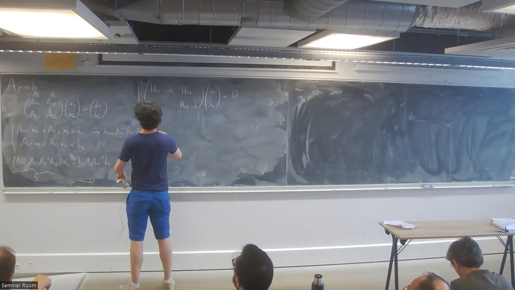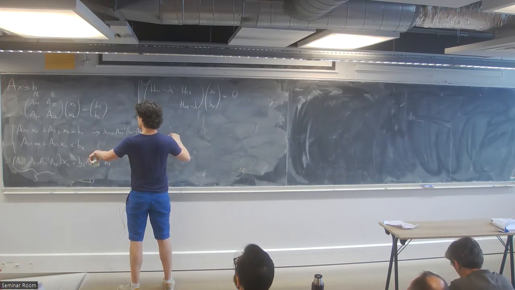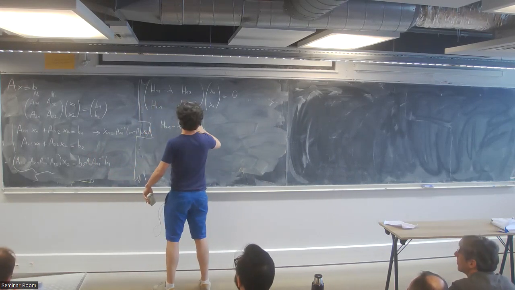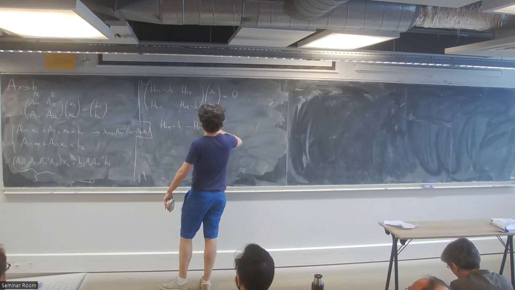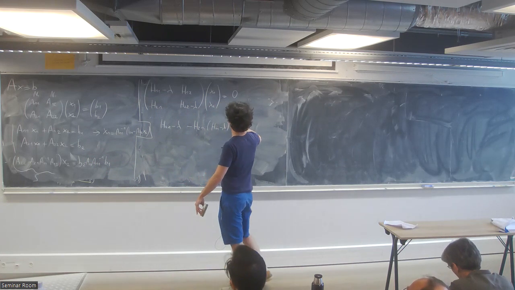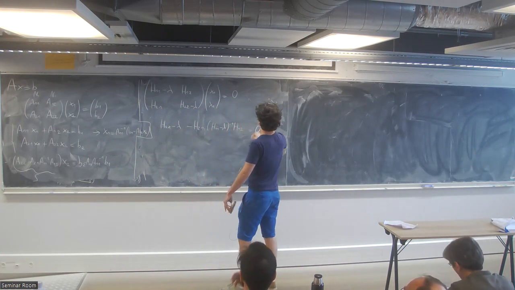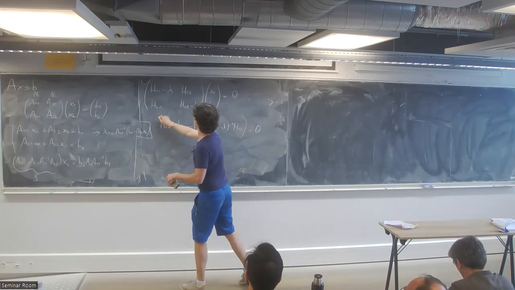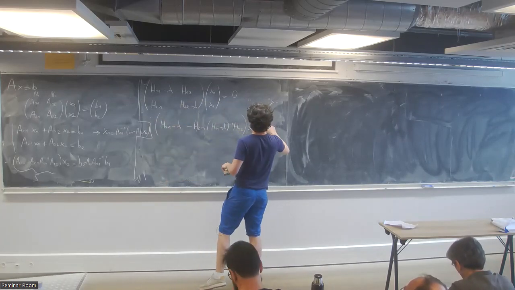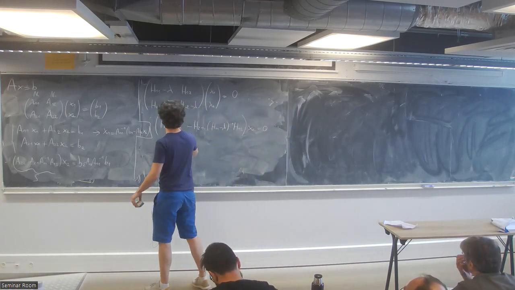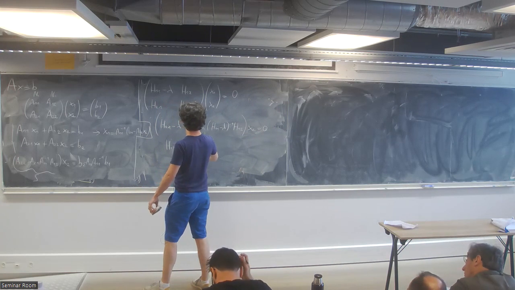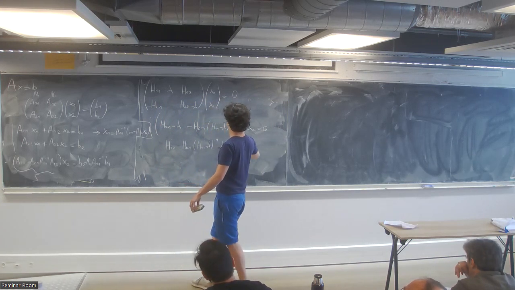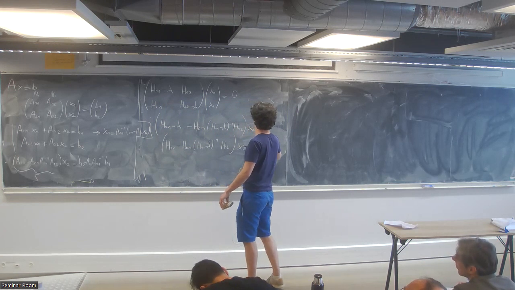And what will I get? I will get H22 minus lambda minus H21 (H11 minus lambda) inverse H12, times x2, equal to 0. In other words, H22 minus H21 (H11 minus lambda) inverse H12, times x2, is equal to lambda x2.